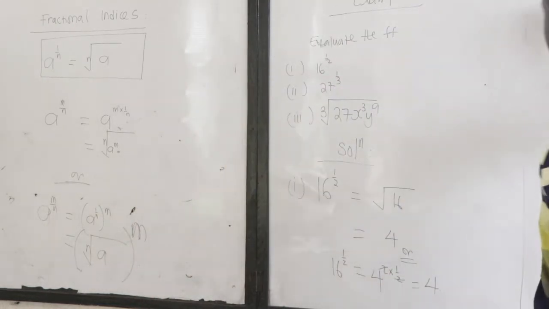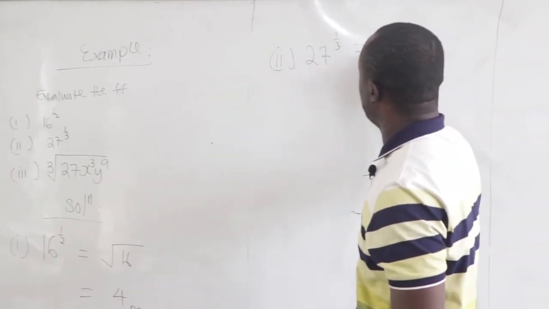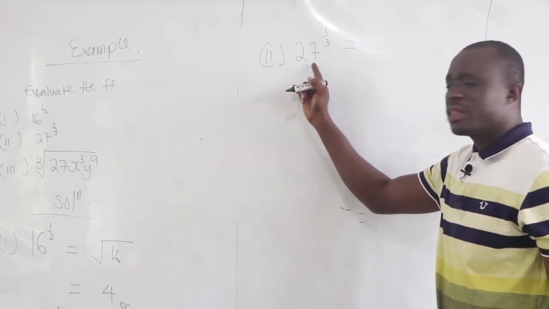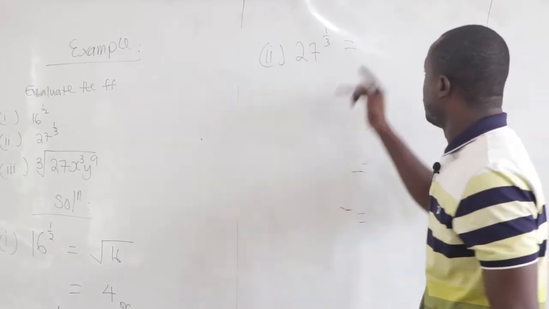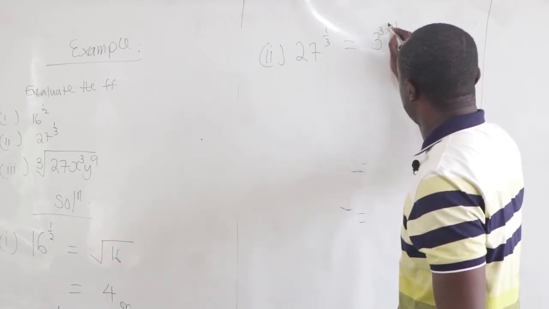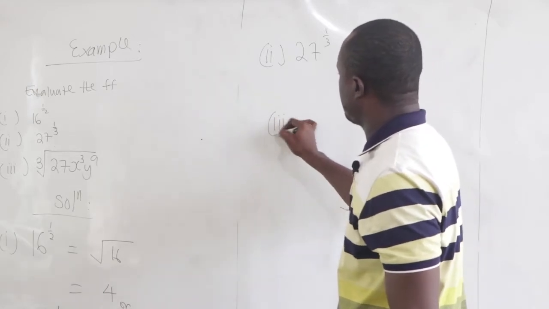Now let's see the second one. We have 27 to the power 1 over 3. Now this is 1 over 3. 27, 3 to the power 3 will give us 27. So here we have 3 to the power 3 times 1 over 3. This will cancel this, and this will give us 3.